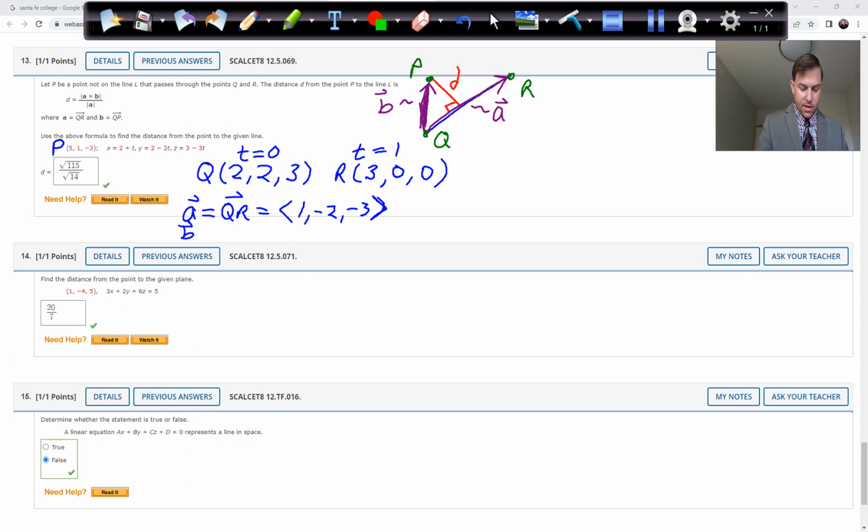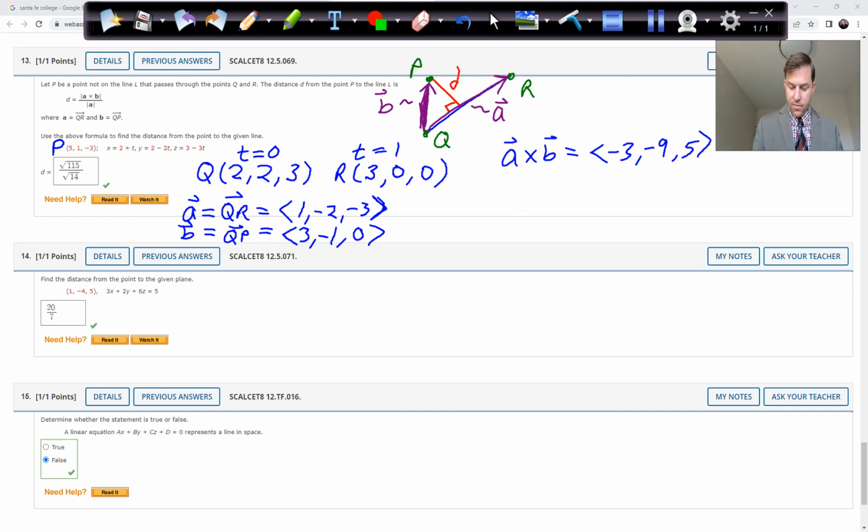B is going to equal the vector from Q to P. So take the numbers in P and subtract the numbers in Q, and you should get 3, -1, 0. Okay, and then we need to find the cross product of those two vectors, A cross B, and if you do this, you should get -3, -9, and 5.